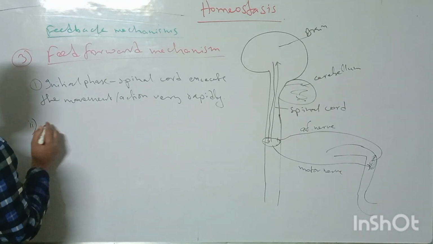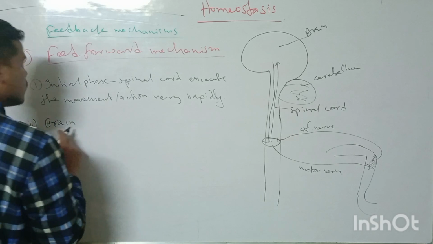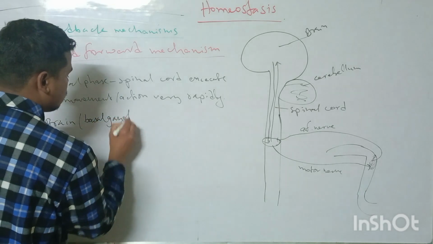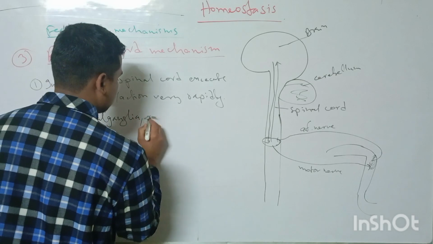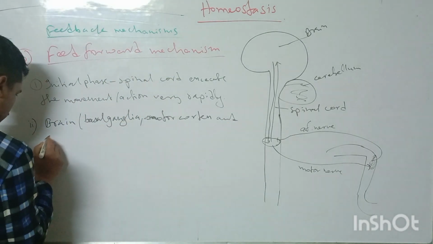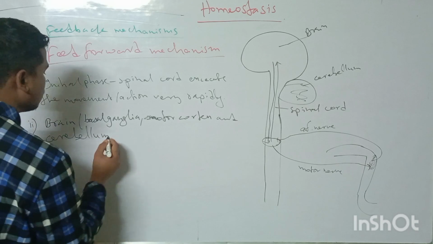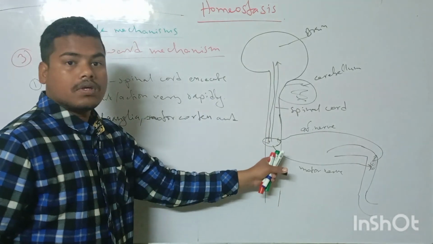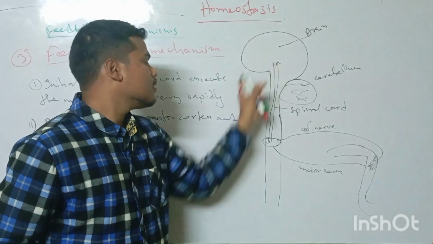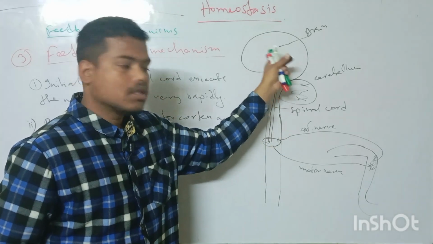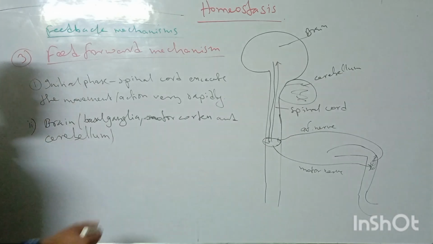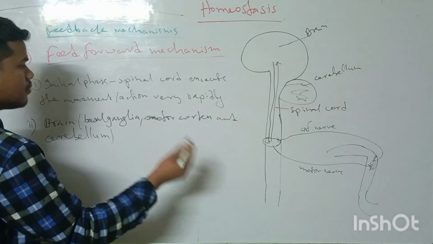In the second phase, the brain, specific parts of the brain like basal ganglia, motor cortex, and cerebellum specifically sense the action executed by the spinal cord, and again by analyzing it, send back signals to the periphery via the spinal cord for the correction or refinement if there is any requirement.